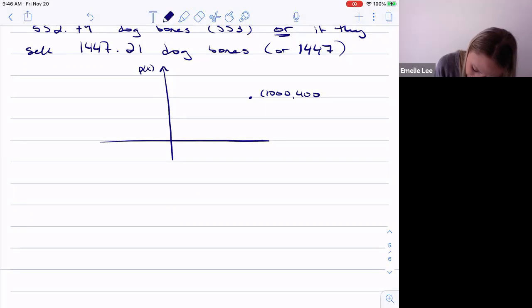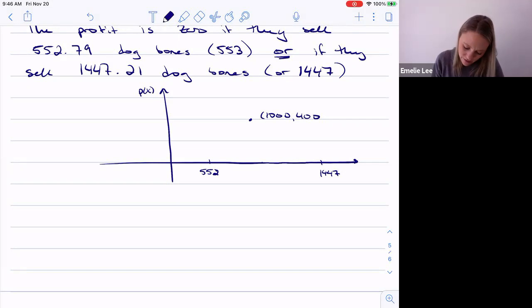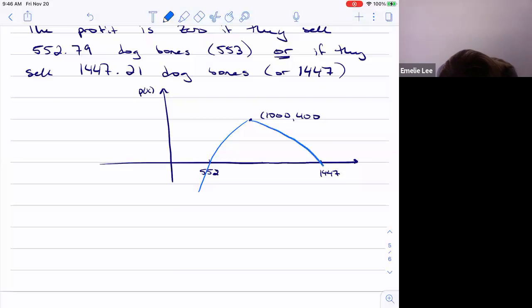So what we're finding is that here at 1447 and here at 552, these are the x-intercepts. Notice that here you make a negative profit. So until you sell 553 dog bones, you're not making a profit, right? You've got fixed expenses that you need to cover. And then here you start making a profit. And then after 1,447 dog bones, you actually lose money, right? So you want to stop production here.